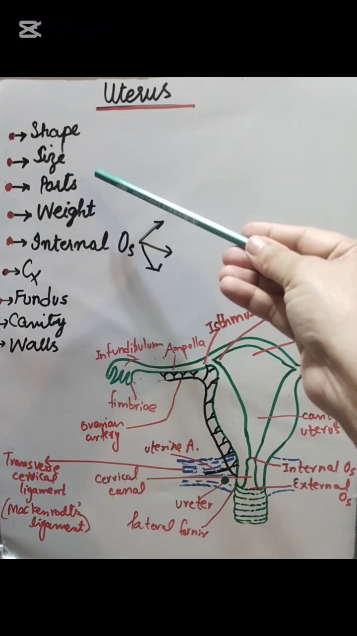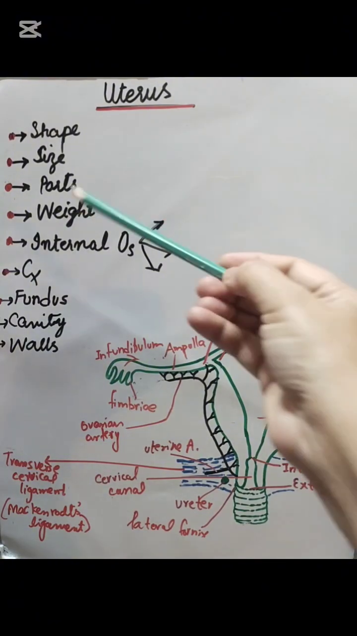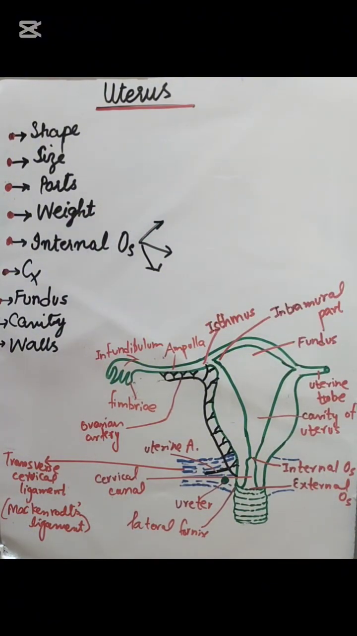So what are the parts, how is it divided? It is divided anatomically and functionally into the body and the cervix. What is the weight of the uterus? Its weight is about 1 ounce or 60 grams. And what is the internal os? Internal os is a very important area of the uterus, and here three important things happen.